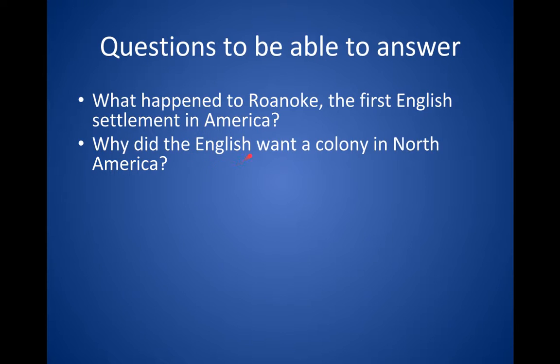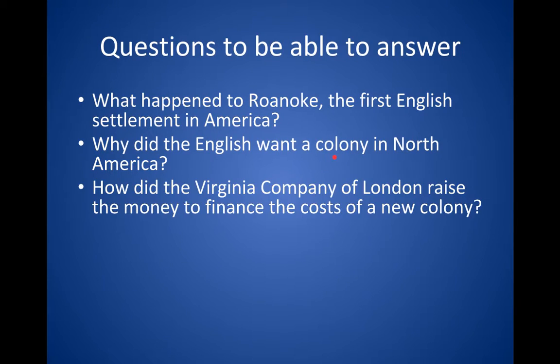England is across the Atlantic Ocean. Why did these people come from across the Atlantic Ocean to the Americas to set up a colony? So why did they want to do that? So you're going to have to tell me there.